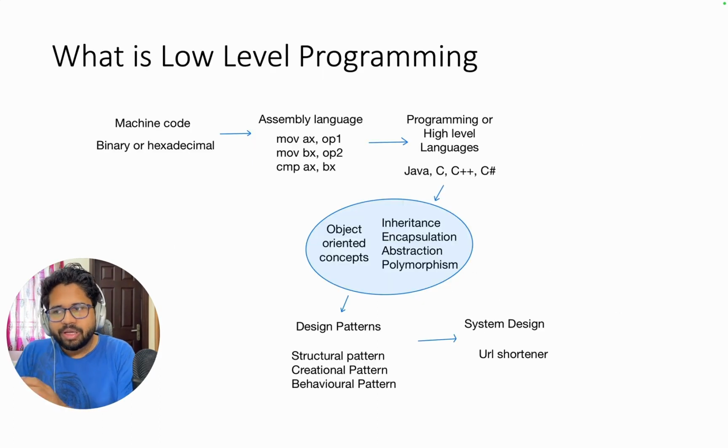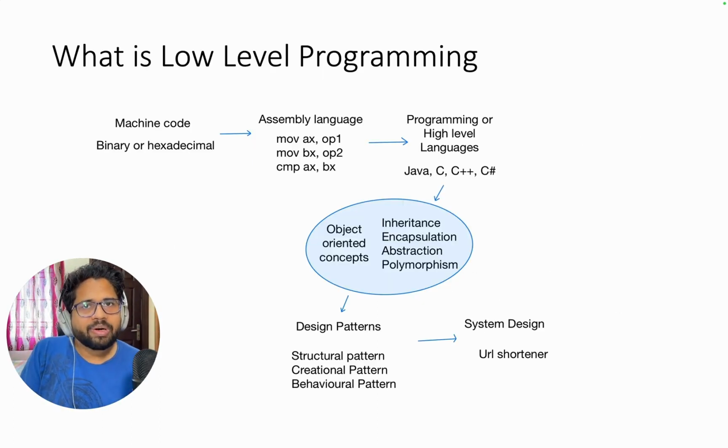So let me give you the overall picture of how low level programming looks like, or in fact how programming overall looks like. The first thing is that there is a machine level code, and this code actually runs on the CPU or hardware. These are generally the binary or hexadecimal numbers like 0, 1, etc. And as a programmer, you will not have to deal with all of these any time.